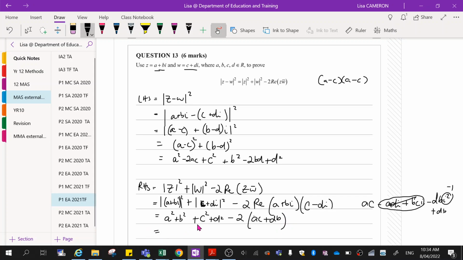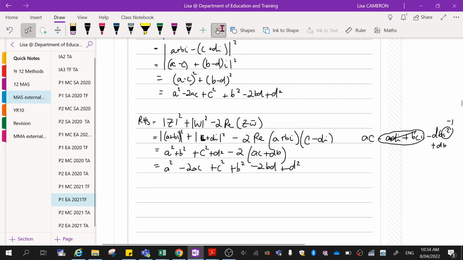Okay, so now I'm going to expand out these brackets. I'm going to set it out the same as this. So that'll become a squared minus 2ac plus c squared plus b squared minus 2bd plus d squared. So I've written it out so that it matches this line up here, because that will allow me to make my statement of, therefore, left-hand side is equal to right-hand side, so true.